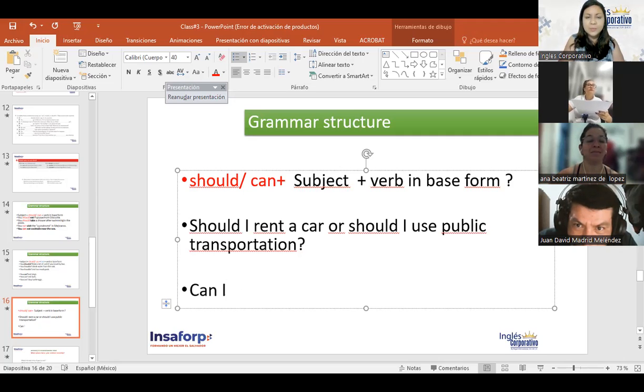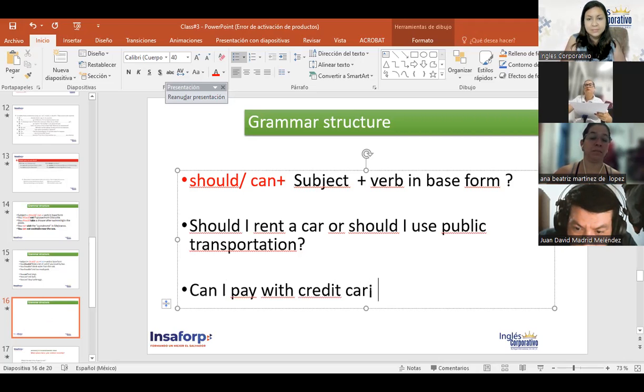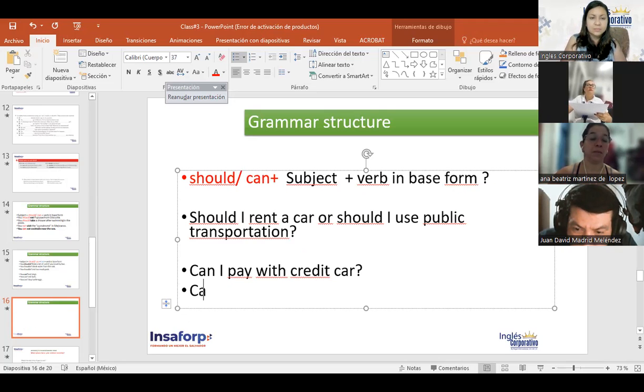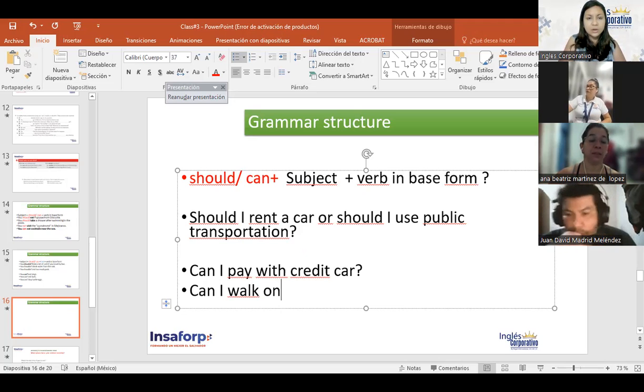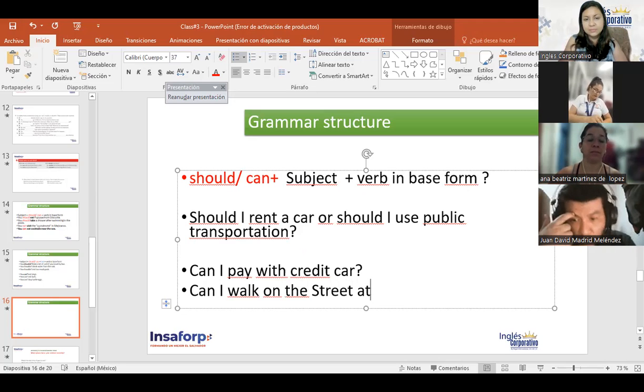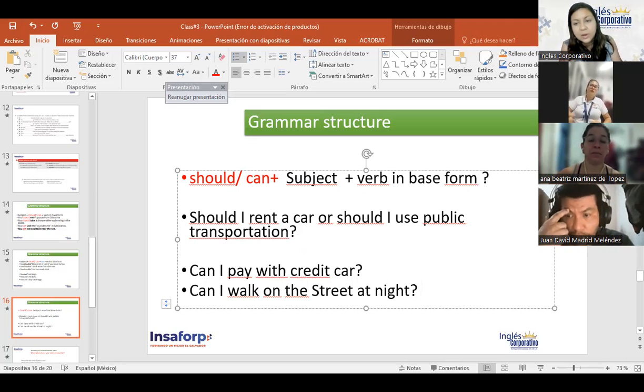Another thing would be, can I pay with credit card? Can I walk on the street at night? Can you try to make your examples with can or should? You can share them in the chat.